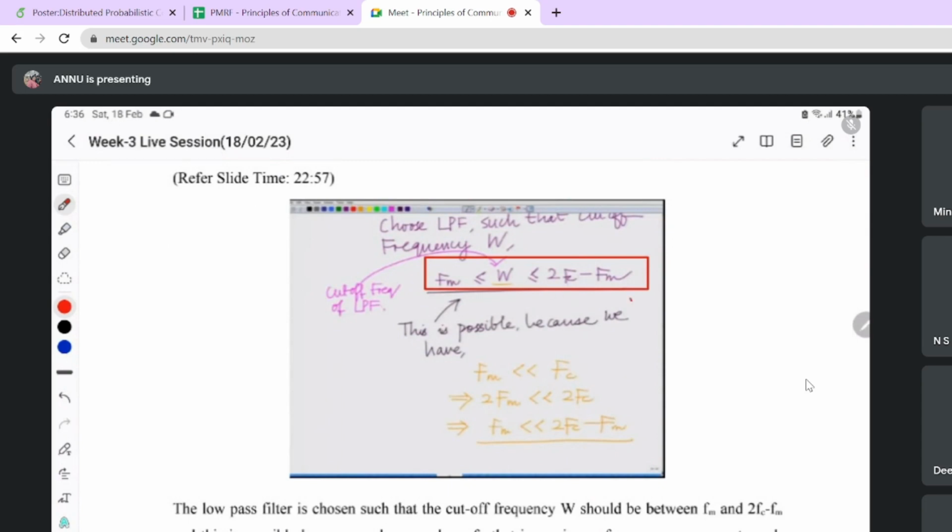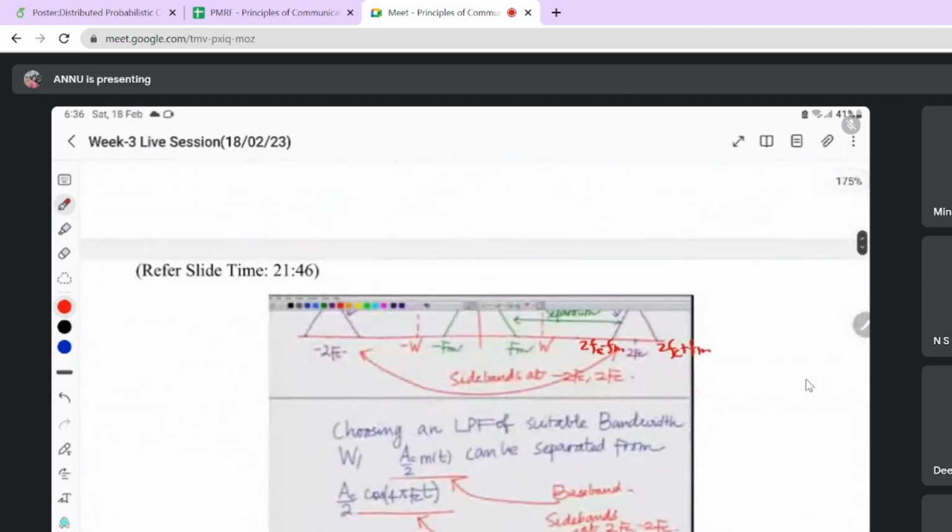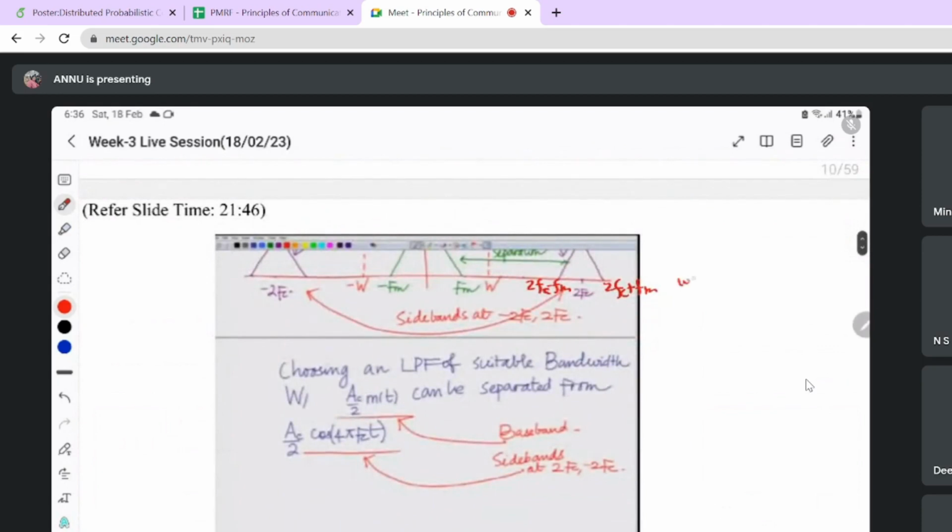So how did this term come here? We'll see using a spectra. Here we know that W should be greater than or equal to fm and should be less than 2 fc minus fm. This is because this particular frequency should not collide with this. Or it can be the same, but in practice we should have a guard band, so that we will not have any message loss.